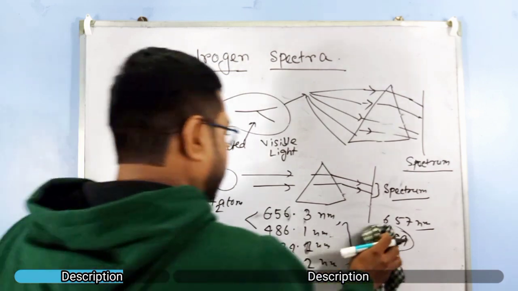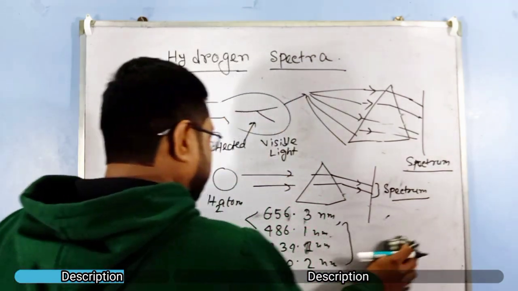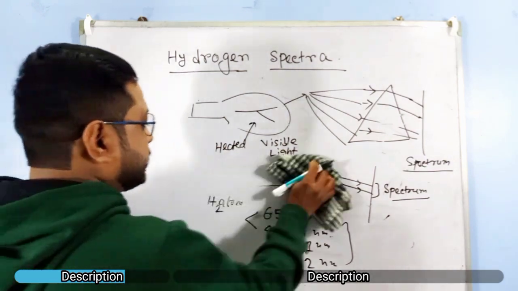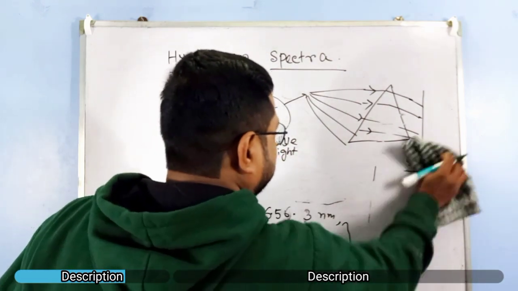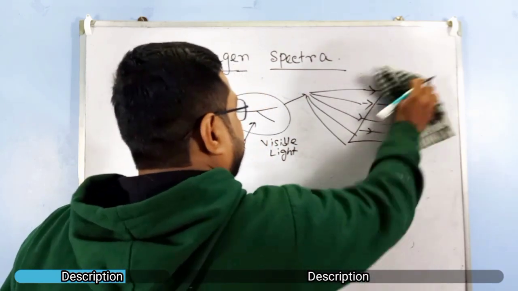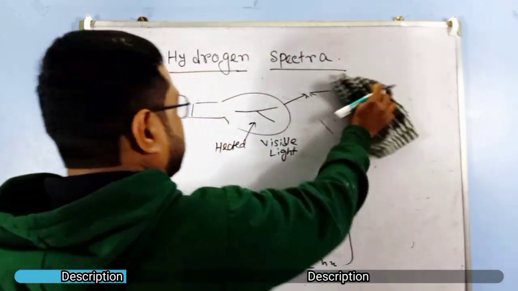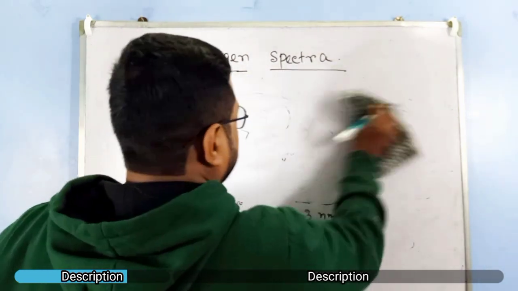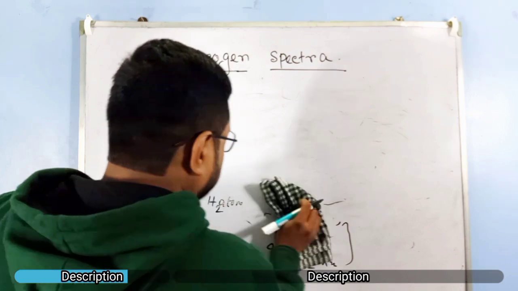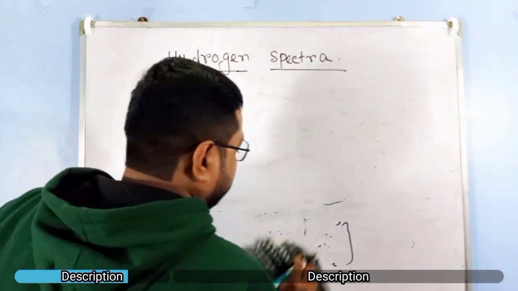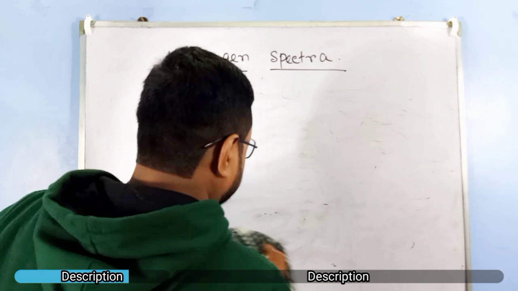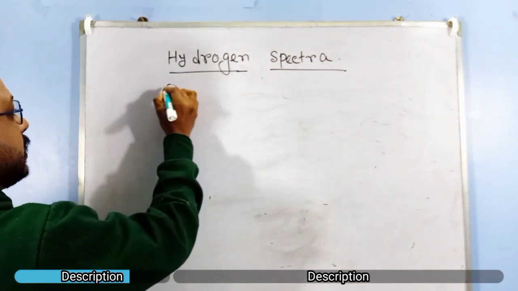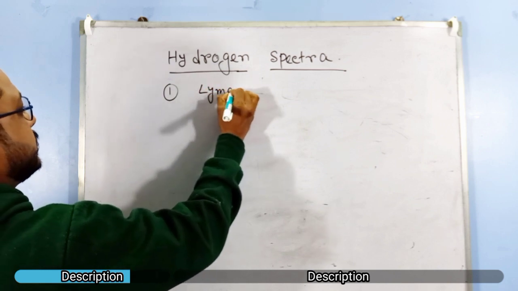So, this also shows that in the hydrogen spectrum, hydrogen shows different spectral series: Lyman, Balmer, Paschen, Brackett, and Pfund. These five series are present in the hydrogen spectrum, and they have certain limiting values. If we draw them on the board, let us start with the Lyman series.